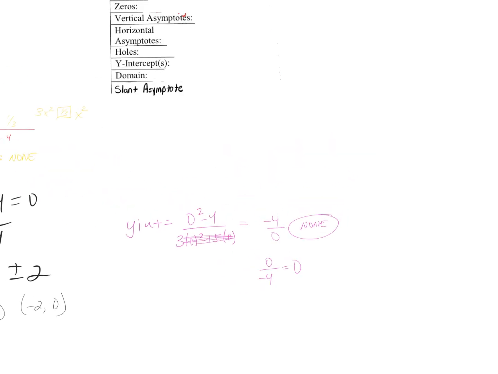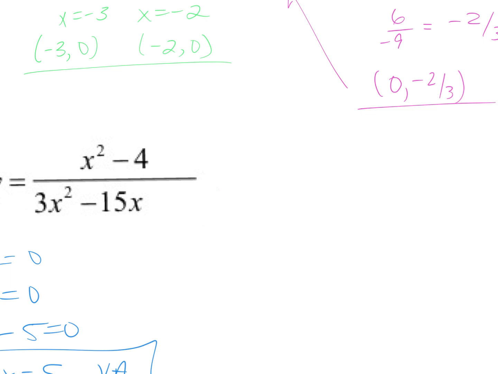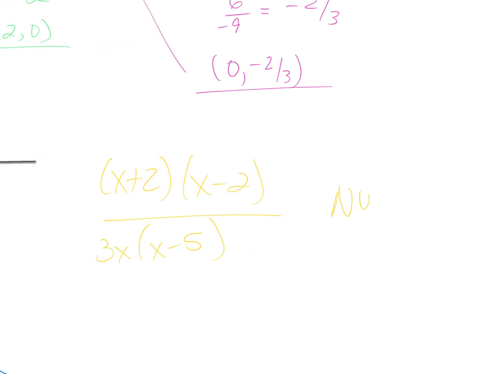What do we need to find out? Holes. Okay, how do we find the holes? What do we do for holes? Factor. So we factor the top. It's (x plus 2)(x minus 2). We factor the bottom: 3x times (x minus 5). Do you have anything on the top and bottom that is exactly the same? No. So what's your answer for holes? There are no holes.